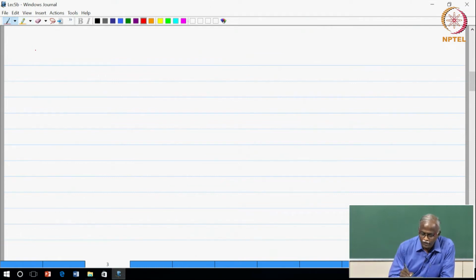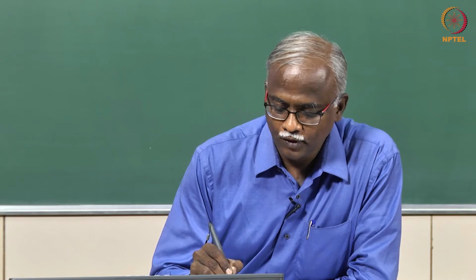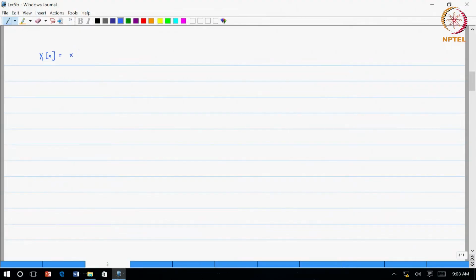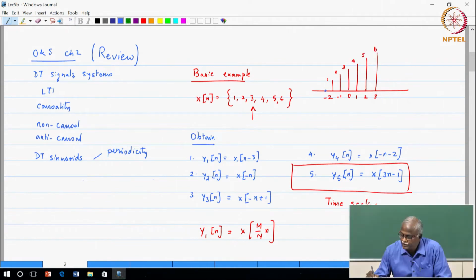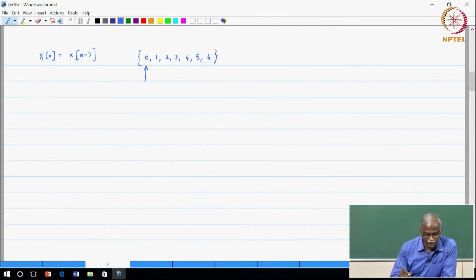So y1 of n is equal to x of n minus 3. So if I were to write this down, I won't write down the expression, just the sequence 1, 2, 3, 4, 5, 6. The origin has moved three places to the left. So the sequence had 0 valued samples here, and now the origin has moved from 0 to minus 3. Minus 3 is where the origin now lies. So that is the sequence for sequence number 1.